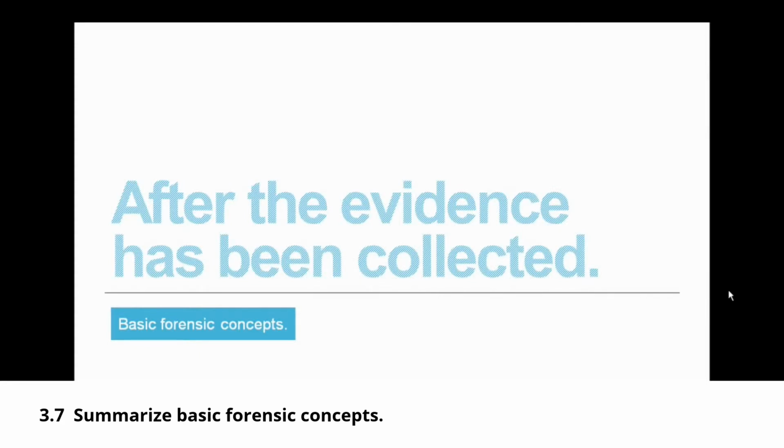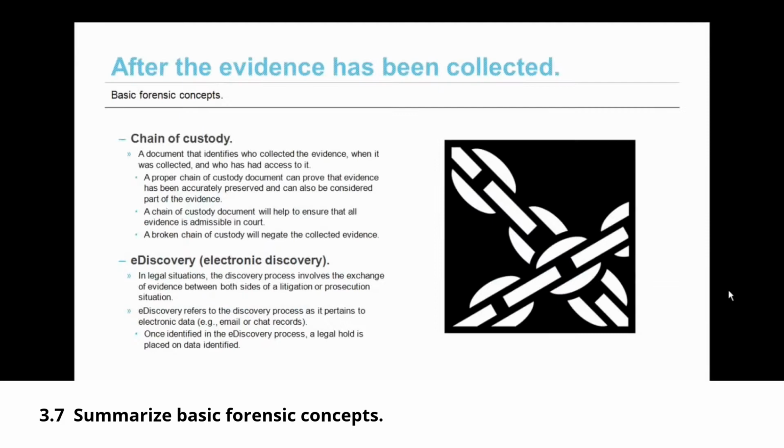Now let's move on to a discussion about what happens after the evidence has been collected. And the first item is the chain of custody. Now this actually starts during the collection period and survives the collection period on into the future. The chain of custody is a document that identifies who collected the evidence, when it was collected, and who has had access to it since it has been collected.